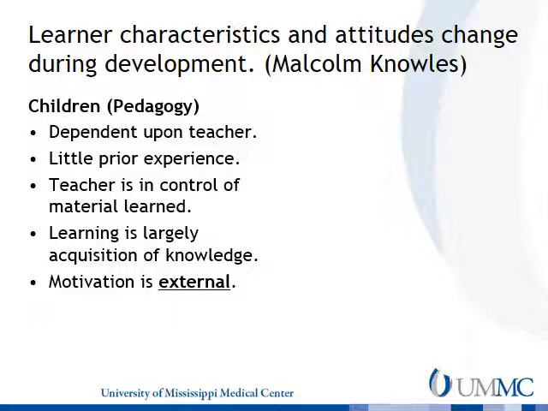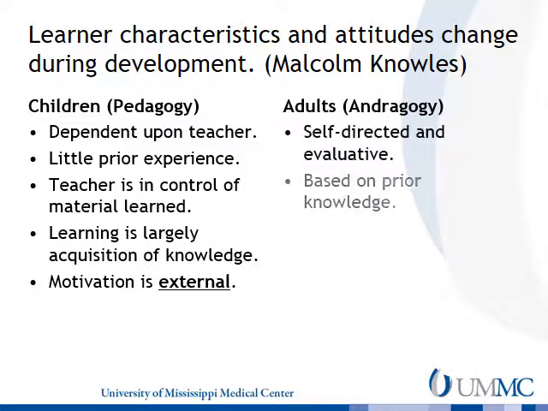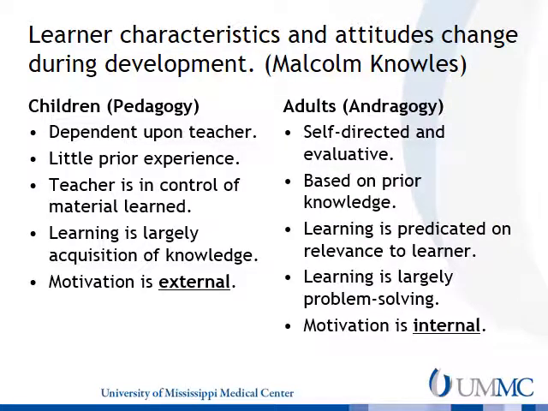Finally, while children do suck up new information pretty indiscriminately, the motivation for classroom learning is usually external, coming from teachers or parents. In contrast, in adults, almost all of these elements are turned on their heads. Adults tend to want to self-direct and evaluate their own learning. In addition, they very much want and need to fit new information into their prior knowledge. What adults learn is very much predicated on the relevance of that material to them and their goals. Adults also tend to learn best by problem solving. With all that said, adults are most motivated to learn by internal reasons.